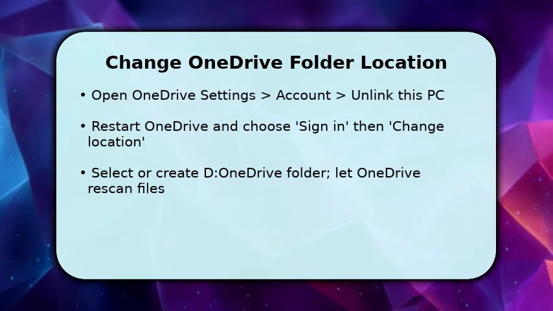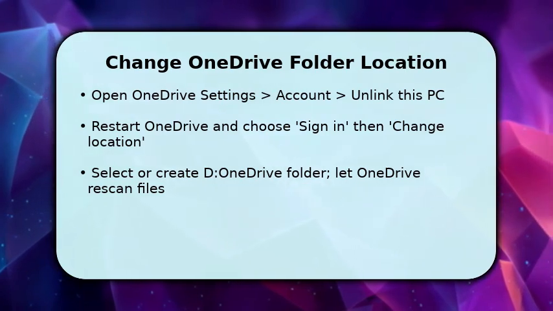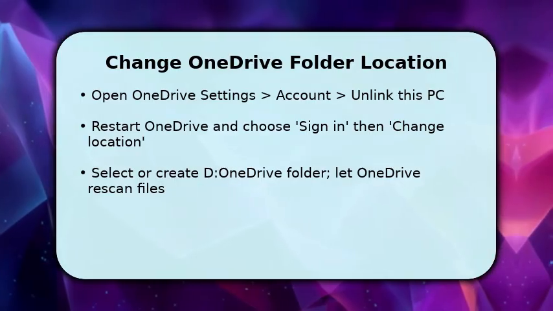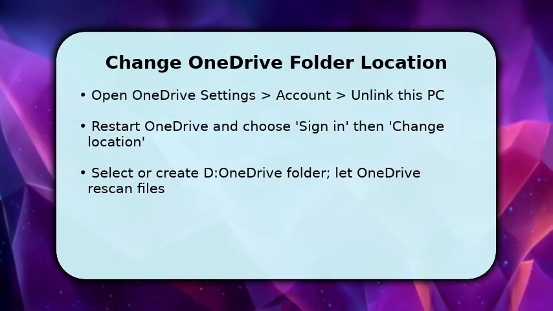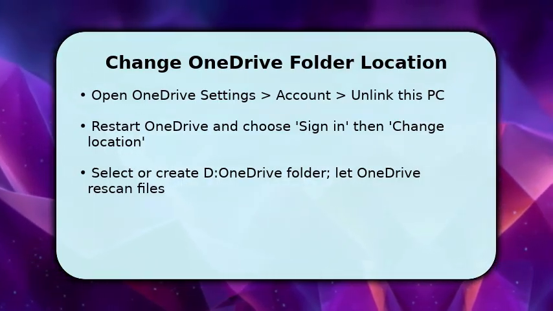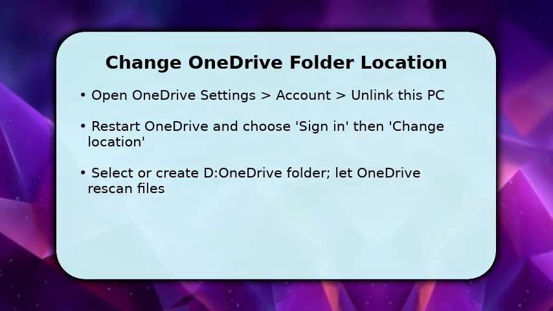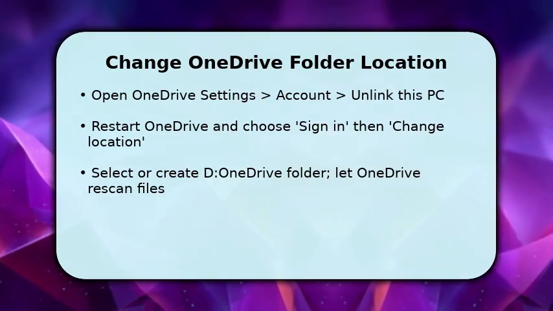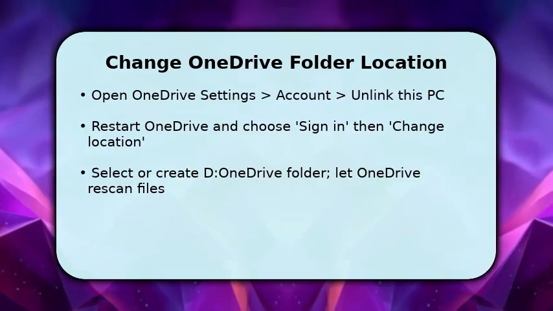Now you'll change OneDrive's local folder to D. First, unlink the PC in OneDrive settings to avoid conflicts. This preserves files in the cloud. After unlinking, sign back in and when prompted for folder location, select Change Location. Navigate to or create D/OneDrive and choose it. OneDrive will begin resynchronizing. Make sure it matches what's in the cloud so you don't get duplicates. Once the rescan finishes, confirm files appear in D and online.